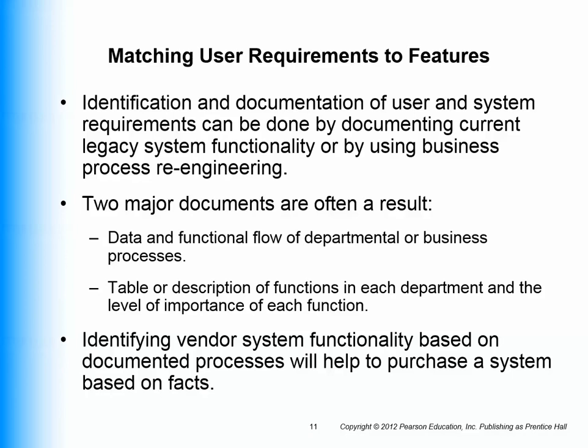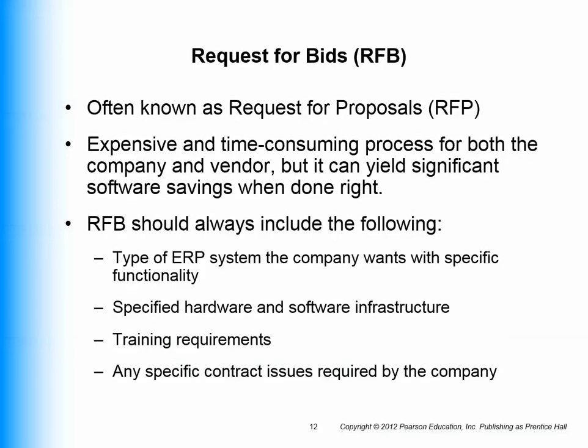And in all cases, you're matching what your requirements are to the features that the vendors offer to see who has the closest match. You may look at the data and functional flow of departmental or business processes. So this assumes when you're purchasing ERP software from a vendor, you know something about your own processes. Not all businesses really know that, so you have to be aware of that.